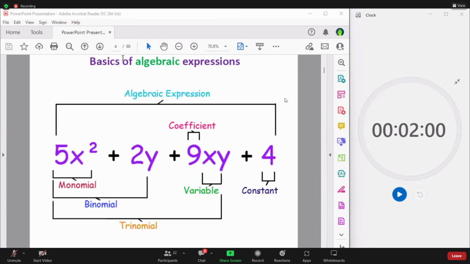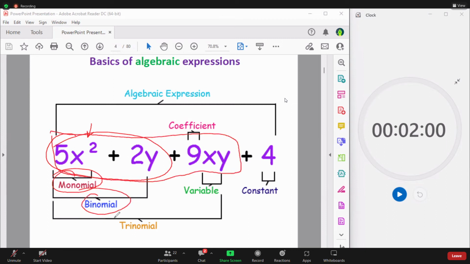Now, when there is only one particular term in the expression, it is known as a monomial. When there are two different terms, it is known as a binomial. When there are three different terms, it is known as a trinomial. With more than three terms, it is known as a polynomial.